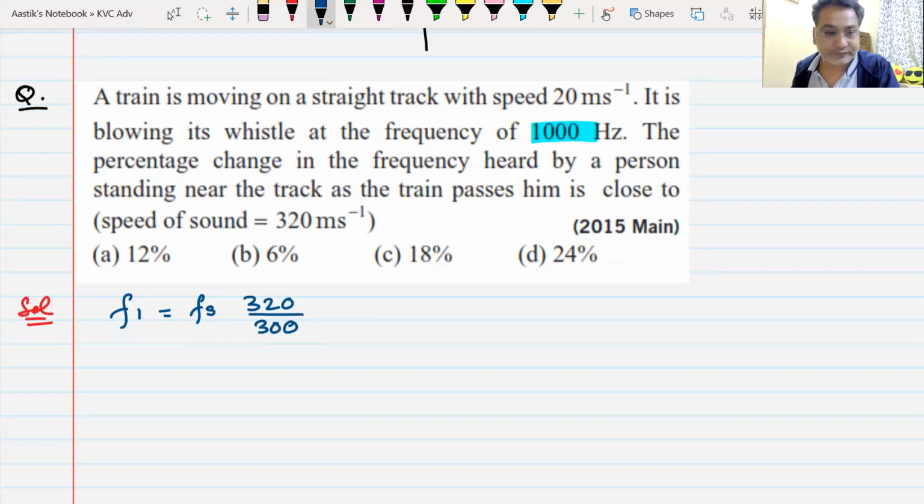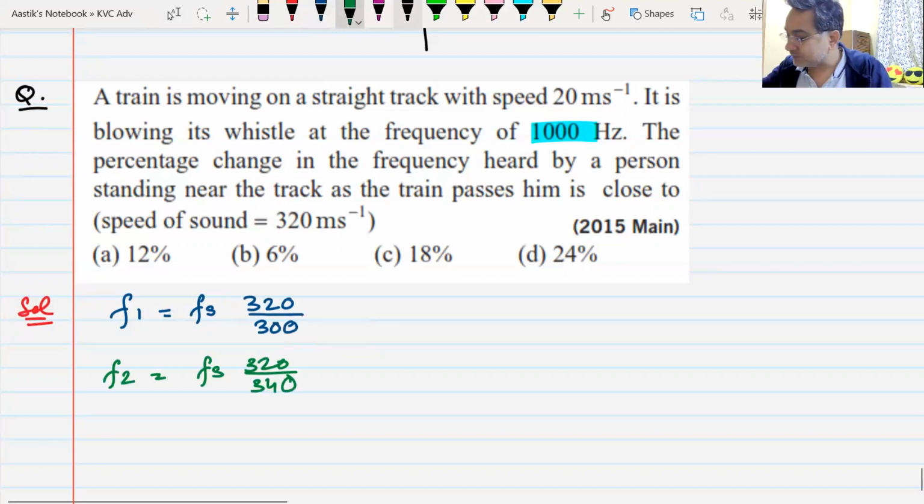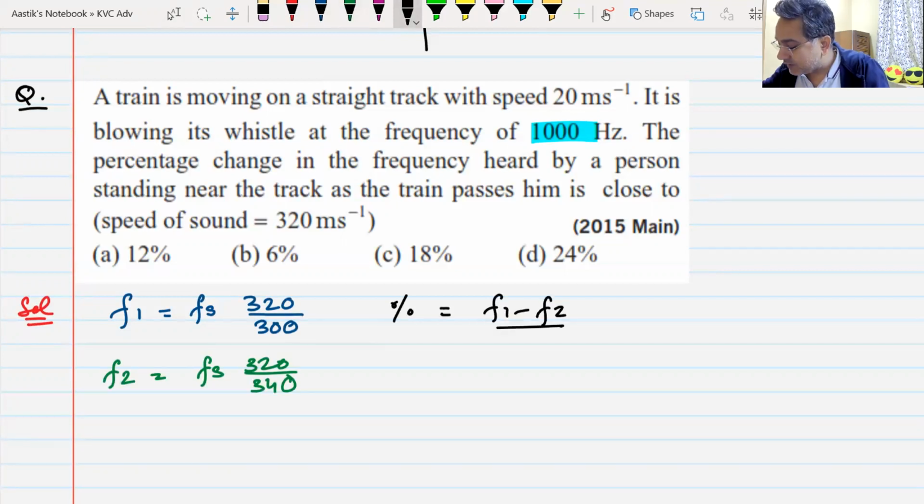Yes or no? Yes, sir. The second frequency F2 is Fs into 320 divided by 340. Yes or no? Yes, sir. So the percentage change is F1 minus F2 divided by F1 multiplied by 100. Yes or no? Yes, sir. So this Fs and 320 will get cancelled. Fs and 320 will get cancelled from everywhere. Yes or no? Yes, sir.